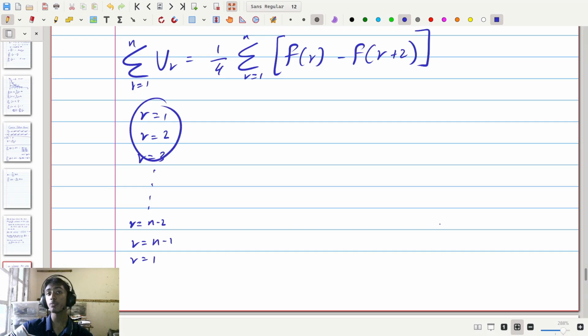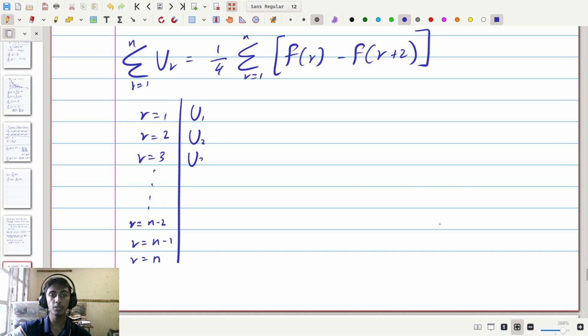These are the first two values of r that we're going to have in this sum, and these are the last two values of r that we're going to have in this sum. Now, considering this, on the left hand side, u of r is just going to be u of 1, u of 2, u of 3, dot dot dot all the way down, and over here we're going to have u of n minus 2, u of n minus 1, and u of n.